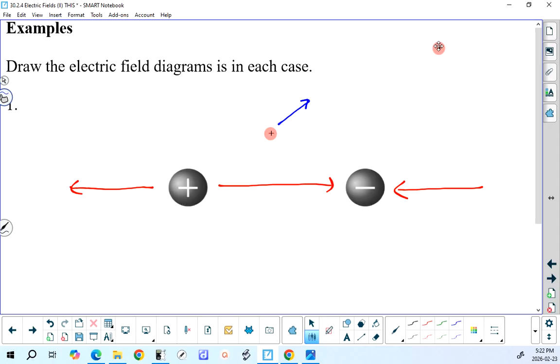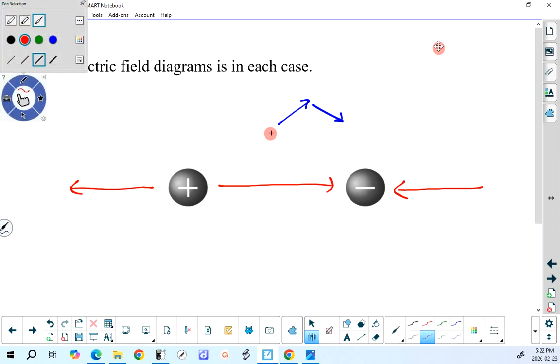Assuming those 2 source charges are of equal amount of charge, these 2 forces will be of equal magnitude. And if you draw them tip to tail, what you end up with essentially is a direction of the net force acting on this test charge being that way. That red line is not an electric field line.